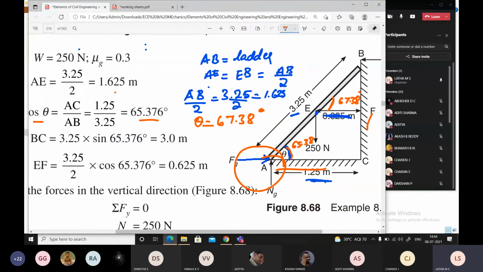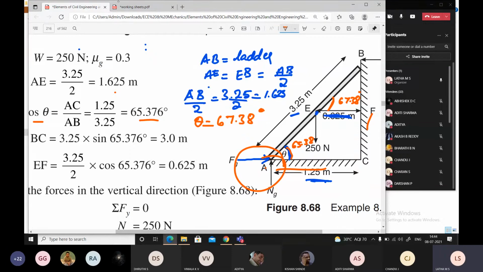It can be either a point of support. It has to be a point of support, where the ladder is supporting. The ladder is supporting at A or at B. Am I correct? So any of these points can be taken as the point X.